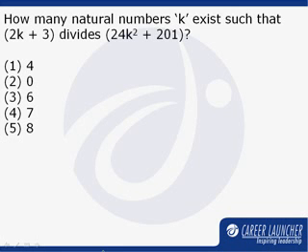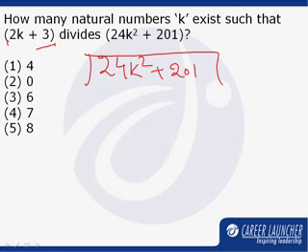How many natural numbers k exist such that 2k plus 3 divides 24k square plus 201? I need to divide 24k square plus 201 by 2k plus 3.